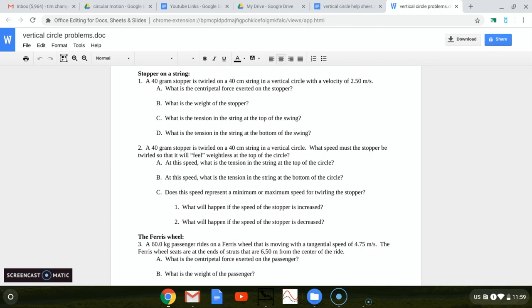And number two, what will happen if the speed of the stopper is decreased? The stopper will just continue, and the radius will become smaller. It'll still be a circle. It'll just change the size of the radius. It does not become uniform circular motion anymore because now it's changing its radius. So the radius just gets smaller. All right. So there's number 1 and 2. Come back for the video on number 3.